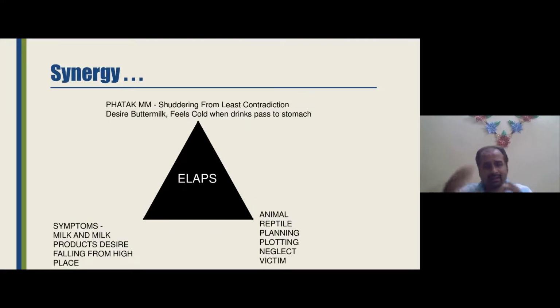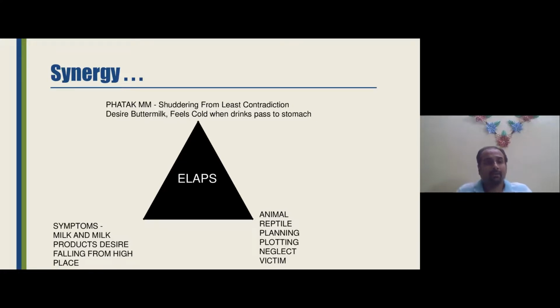When we analyze the case from the Synergy method, which is one of the approaches in homeopathy that we use, it is seen that this patient had a feeling of neglect. He had the feeling of things being planned against him. Some things are plotted against him, and he has become a victim. So this belongs to the animal kingdom, to the reptile family, the Elapidae family, because the patient had shuddering from the least contradiction.